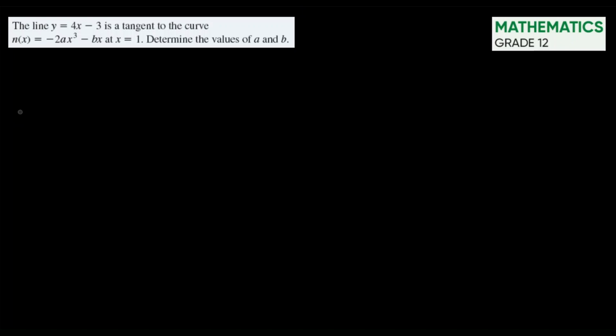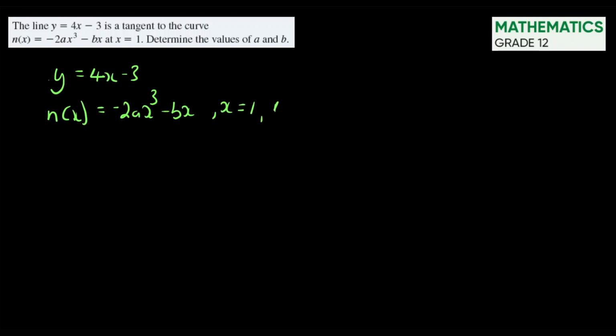We're given this exam type question where the line y equals 4x minus 3 is our tangent, and we're given that n of x equals negative 2ax cubed minus bx is our cubic function. We're told that the tangent meets the cubic function at x equals 1. So that's really the x coordinate of the point of contact, POC. We know that it meets at 1, and we don't know the y value for that because it's a coordinate.